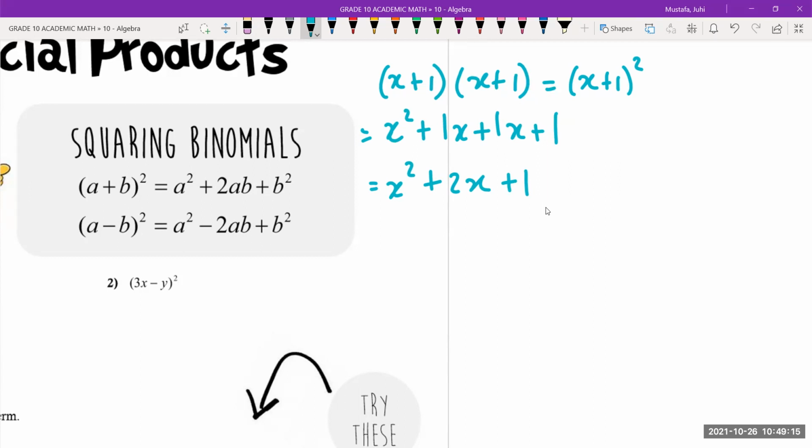What if I were to tell you that when you have a binomial that's multiplied by the same thing, there's actually a pattern that emerges, and you can use that pattern to answer the question.